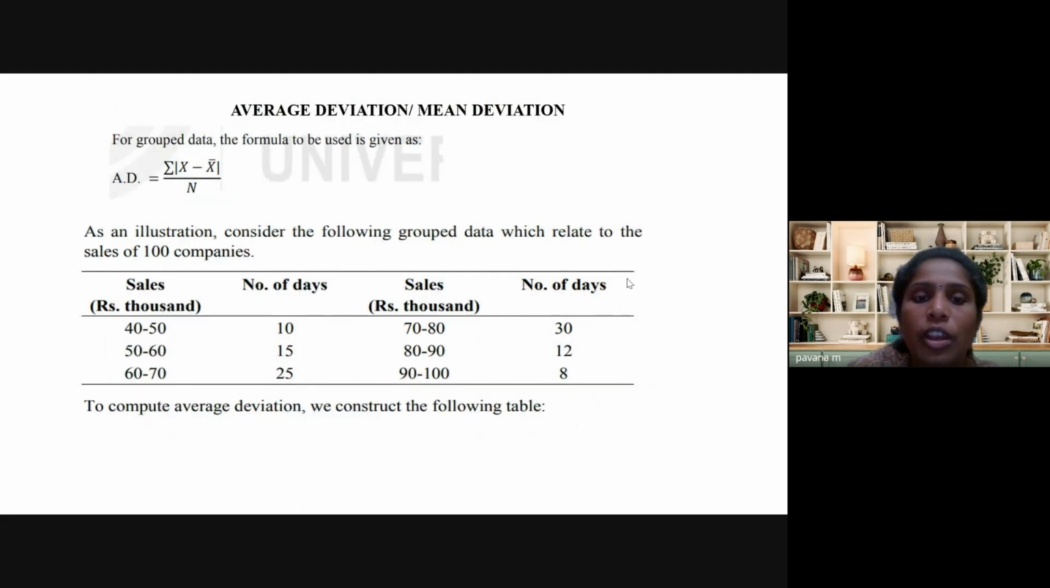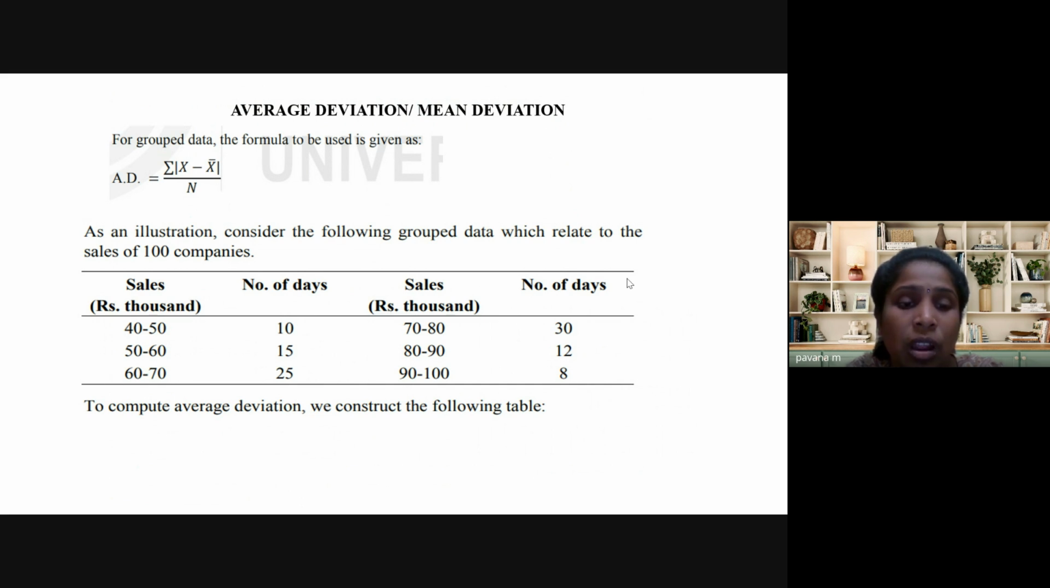And now mean deviation or average deviation. So how do you calculate a mean deviation or average deviation? For calculating average deviation, AD, the formula is sigma of x minus x bar by n. So here, how to calculate x minus x bar by n? This is the given problem data. For 100 companies, they gave sales in thousands. For 40,000 to 50,000, how many days?